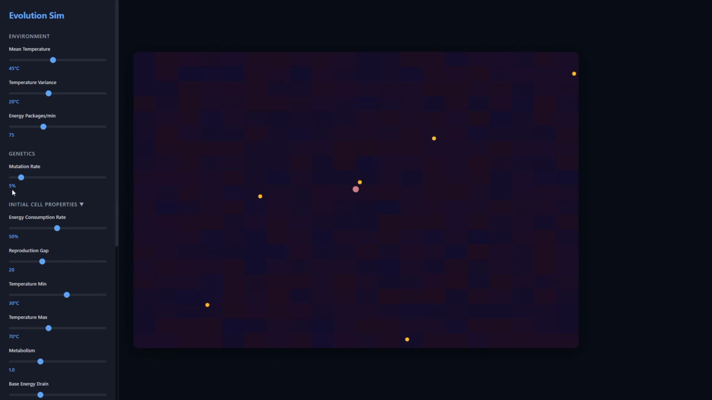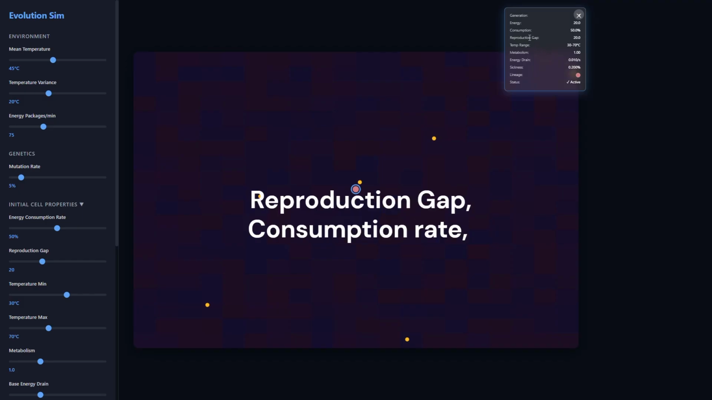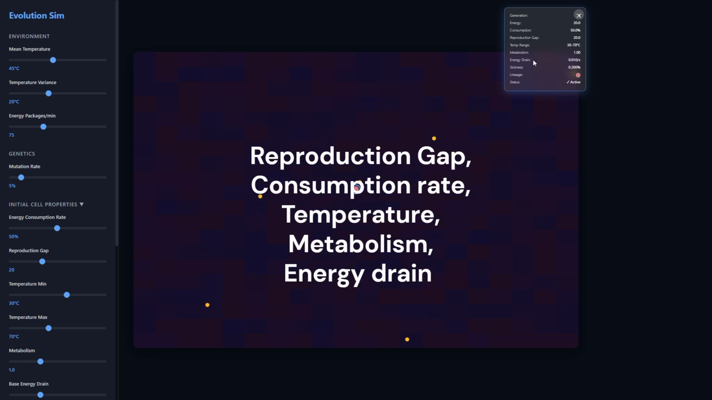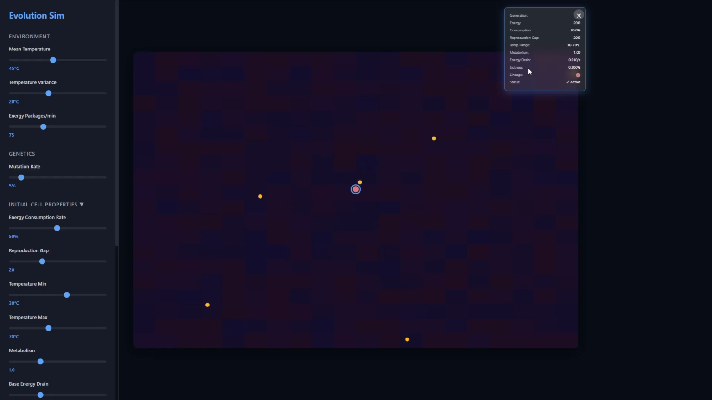So we have a mutation rate of about 5%. What does 5% mean? If we look back at the properties of Eve, we can see the reproduction gap, the consumption rate, the temperature range, the metabolism, the energy drain, and the sickness. These are the properties we alter by a random value between plus 5% and minus 5%. It's completely random. By the way, metabolism means how fast Eve is capable of moving around.